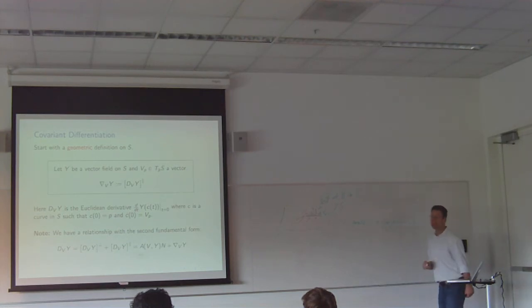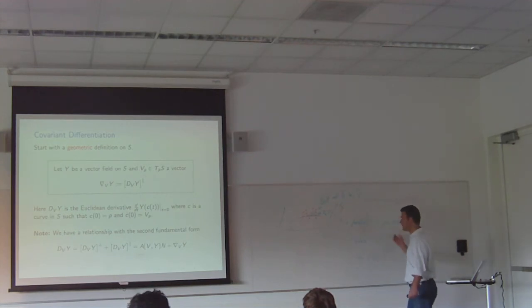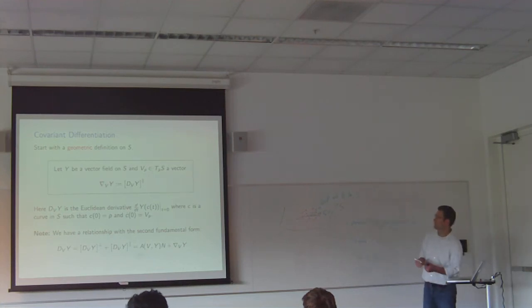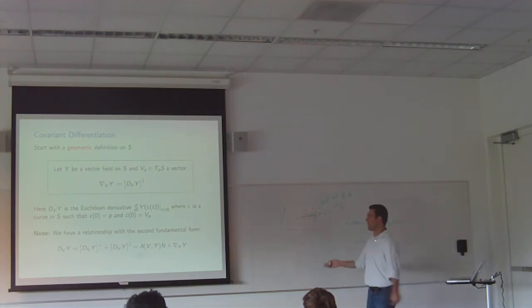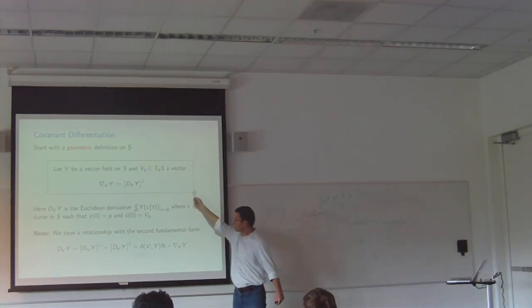So I'm just projecting it down, taking an orthogonal projection into the tangent plane of the surface. By the way, this symbol, this upside down triangle, is a nabla, and this thing is usually pronounced "del v of y," or "del y," or if you don't want the shorthand, the covariant derivative of y in the direction of v. Okay, so this is it.